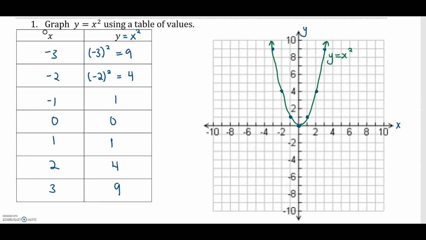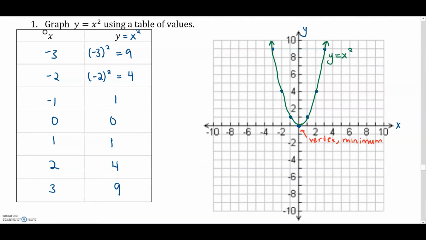So we can label a few things here. This is called your vertex. In this case, our vertex is a minimum because our parabola opens up. This parabola also only has a single root, and that root occurs at (0, 0), the same as the vertex. And we know the parabola opens up because its a value is 1, which is positive.